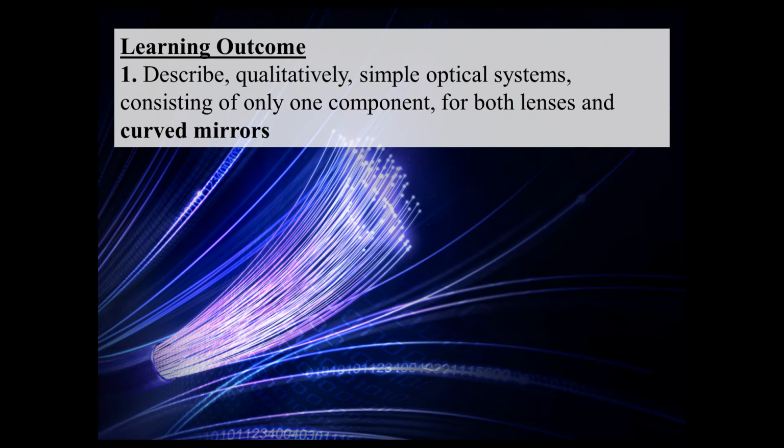Learning outcome for today is to describe qualitatively simple optical systems consisting of only one component for both lenses and curved mirrors. For the time being, we're just going to focus on curved mirrors. Later on in the unit of study, after we talk about refraction, then we'll get into the optics of lenses.